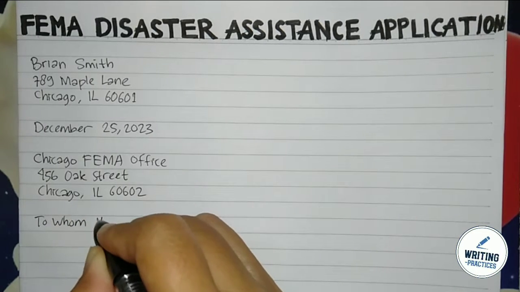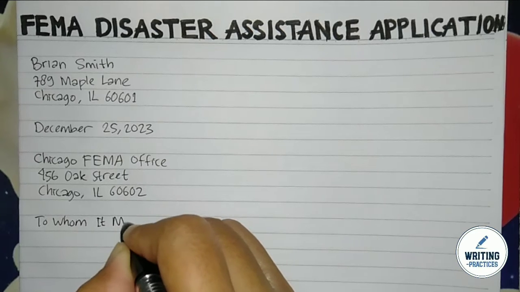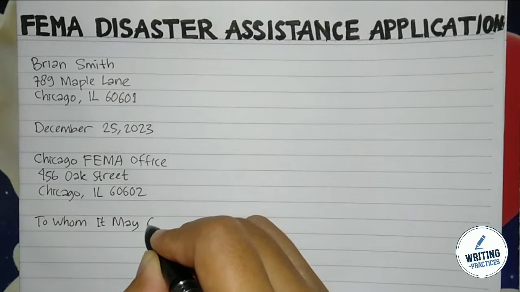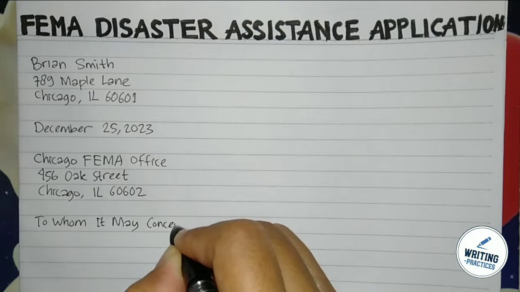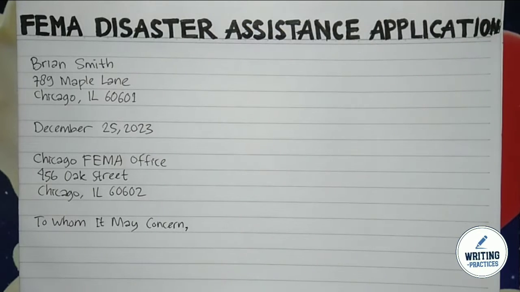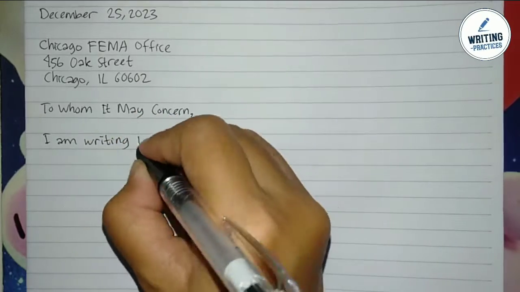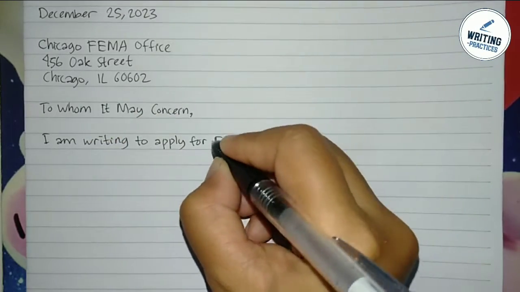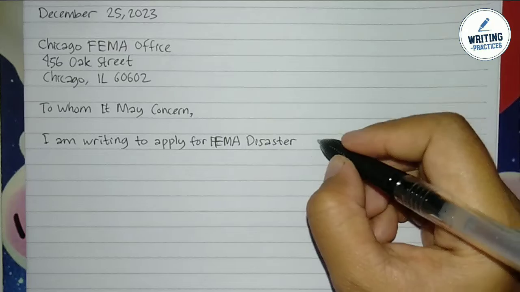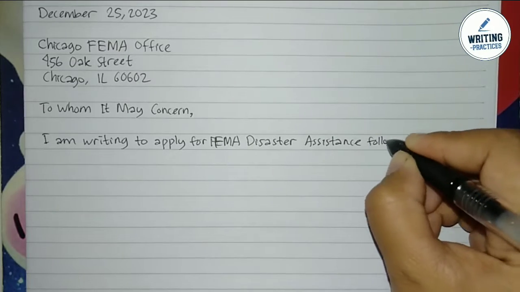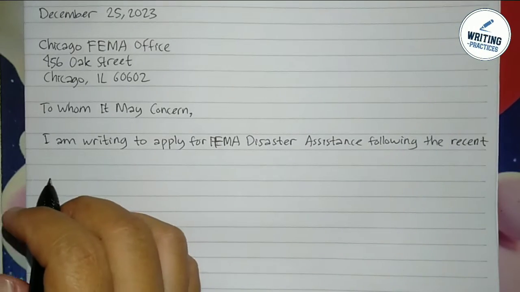Once you completed the information, now you can open the letter with a salutation. Since you don't know the recipient's name, you can write, "To whom it may concern." In the first paragraph, you can write the purpose of the letter. Yes, clearly state the purpose of the letter, which is to apply for FEMA disaster assistance following a recent disaster.